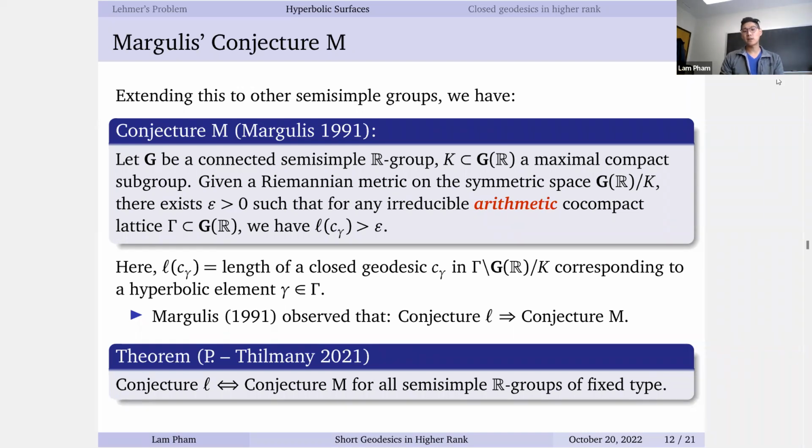So in fact, with François Tillmanier, we are able to do it for every possible type, meaning that if you feel more comfortable working with some specific groups, then you can show Margulis conjecture for this particular group, and it will actually be immediately true for all the possible groups. So if you can show it for SLN, for any SLN, then it will be true for SON1, SP2N, and so forth.